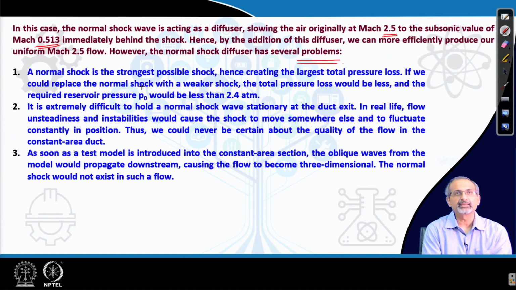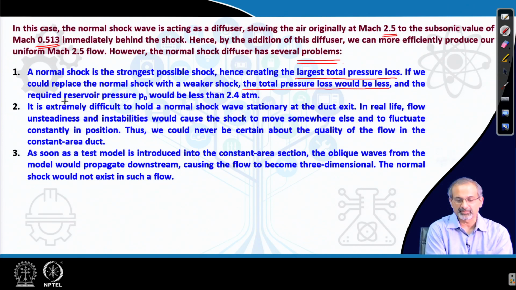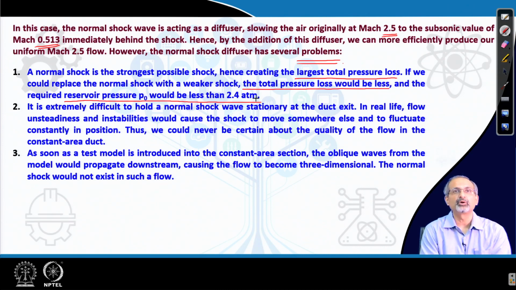The normal shock is a very strong shock, and that creates the largest total pressure loss. If we could replace the normal shock with a weaker shock, the total pressure loss would be still less, and the required reservoir pressure would be less than 2.4 atm. That means, though we are very happy that it is much lower than 17.09, this shock is still a source of a large stagnation pressure loss.